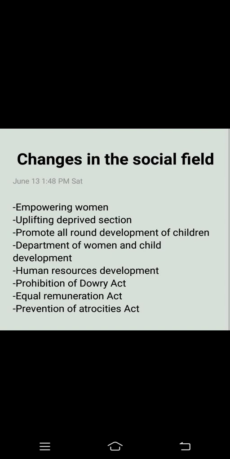Department of Women and Child Development. So there was a department made by the government where they were promoting women and child development. Next one is human resources development. And then the Prohibition of Dowry Act.